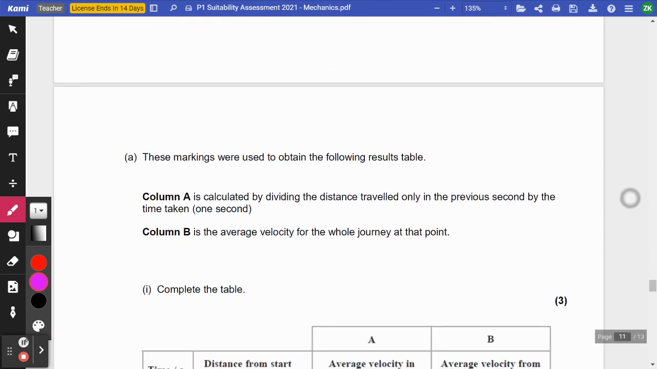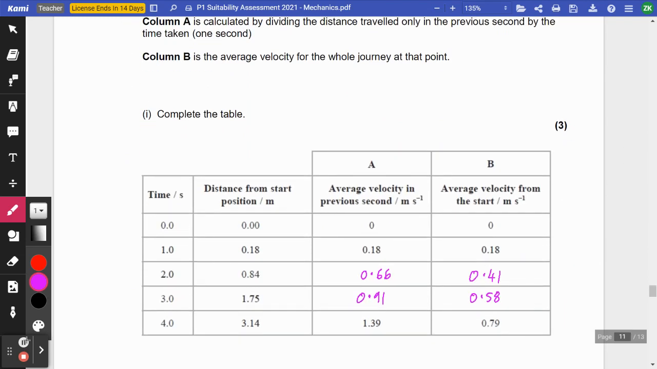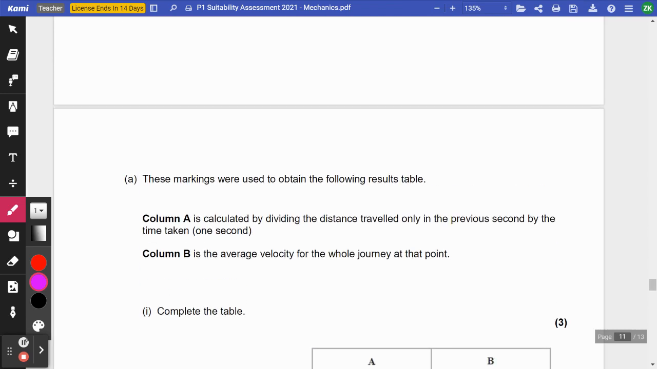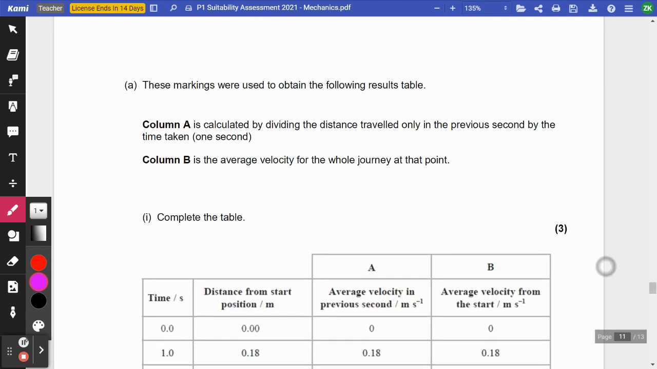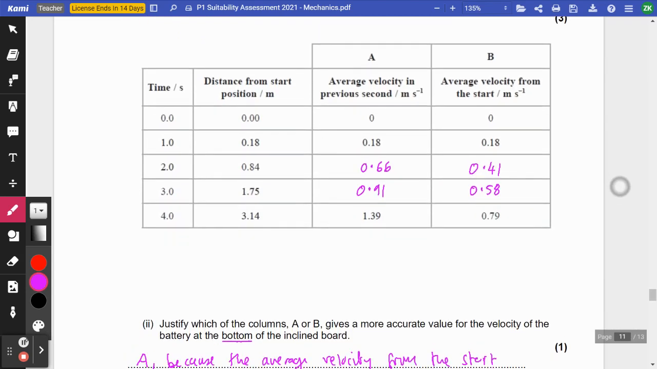It says the distance from the start position, and these are the respective distances, which I've drawn on there. After 1 second, you've traveled 0.18 meters from the starting point. After 2 seconds, 0.84 meters. 3 seconds is 1.75 meters from the starting point. 4 seconds is 3.14 meters from the starting point. So that's what I've put up.